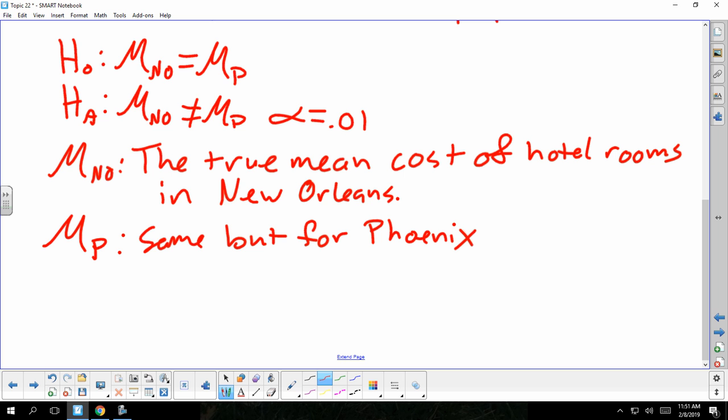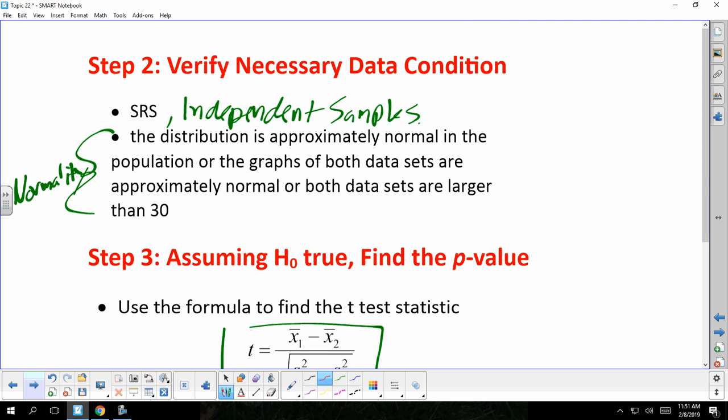Anyone have any wild guess what our second step is going to be? Verify conditions. Very good. All right, so let's verify our conditions. And these conditions are going to be quite similar to all the other ones. We have our simple random sample, and we want them to be independent samples. We'll look at a procedure for dependent samples and where it's appropriate to use that in the next topic. But these ones are for independent samples.